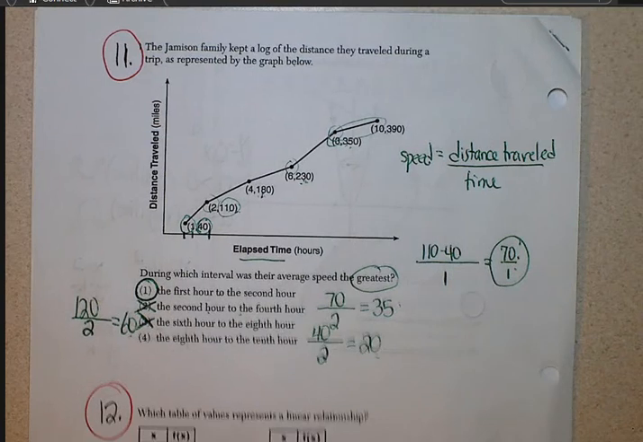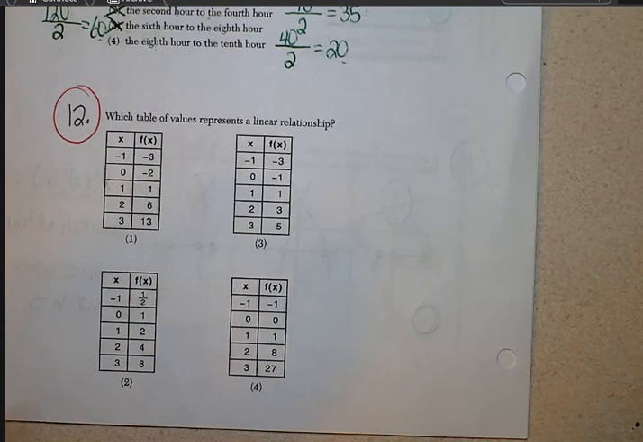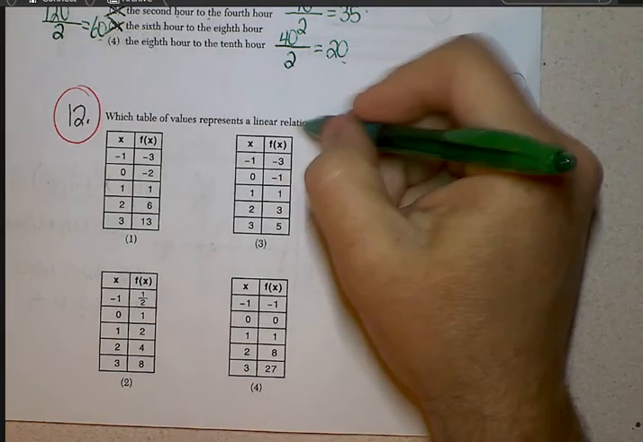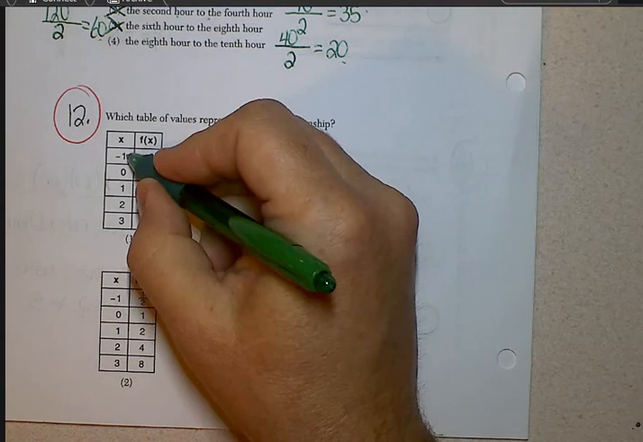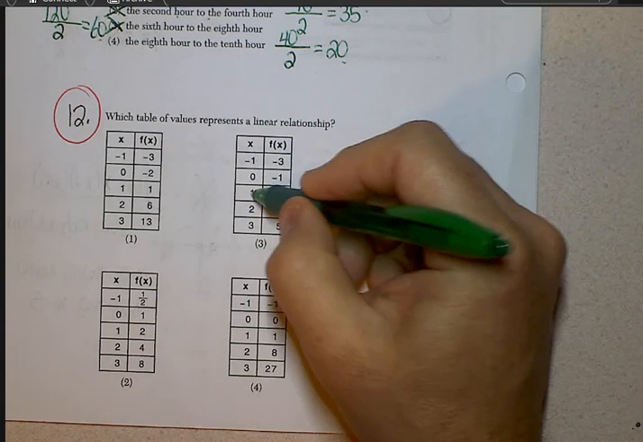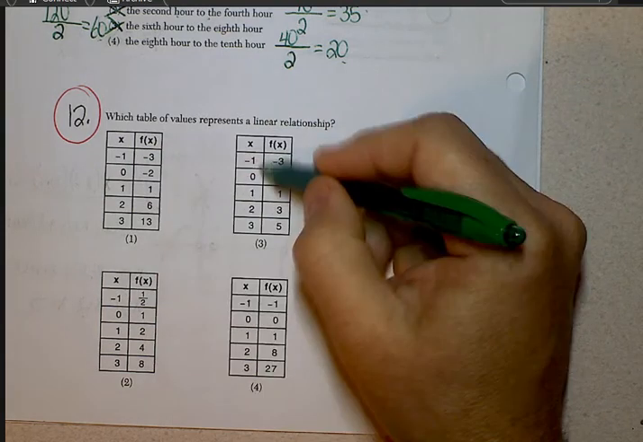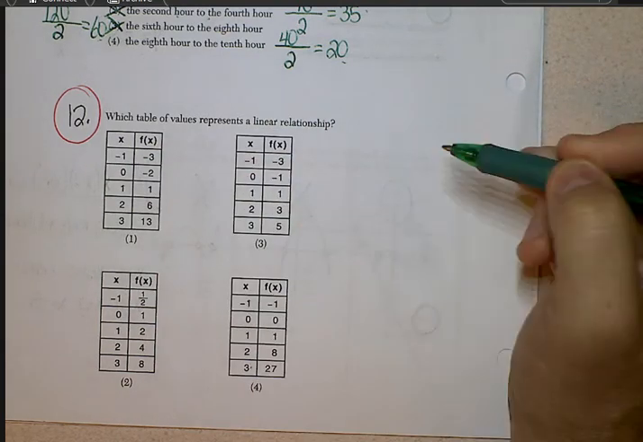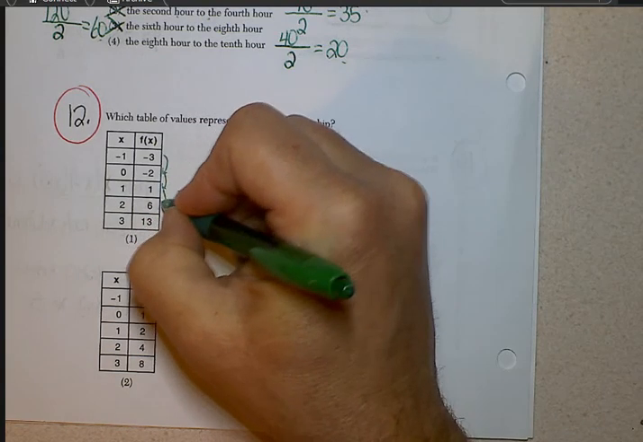And then number 12. Number 12, it says, which table of values represents a linear relationship? Whenever you're dealing with a linear relationship, your change as x changes, if this change is consistent, and you can see all your x values, negative 1, 0, 1, then negative 1, 0, 1, 2, 3, then negative 1, 0, 1. If your x values are all consistently changing, like these x values are, a linear relationship means you're going to see the same change in your y values throughout.